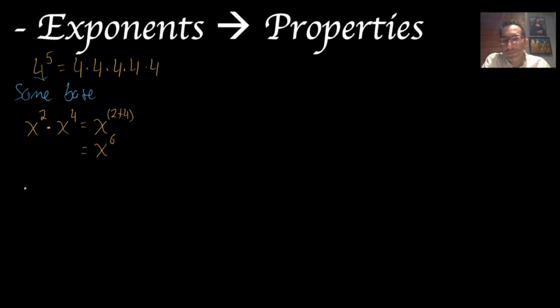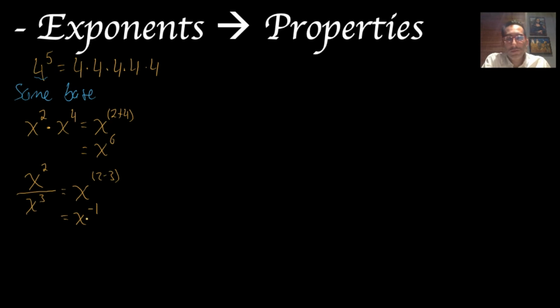Now, the next one. What happens if I'm dividing? So let's do the same exercise. Let's say that it is x to the power of 2 divided by x to the power of 3. If I have this scenario, I leave the same base, and what happens is that now I will subtract the exponents. So 2 minus 3. So that means that x to the power of 2 divided by x to the power of 3 will be equal to x to the power of negative 1. Okay? I just subtract the exponents. Clear?